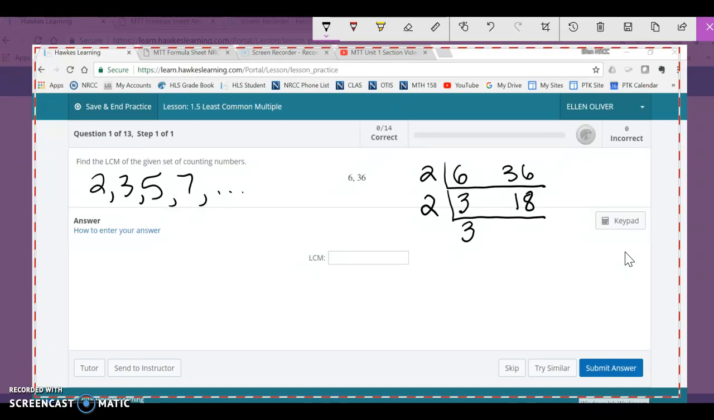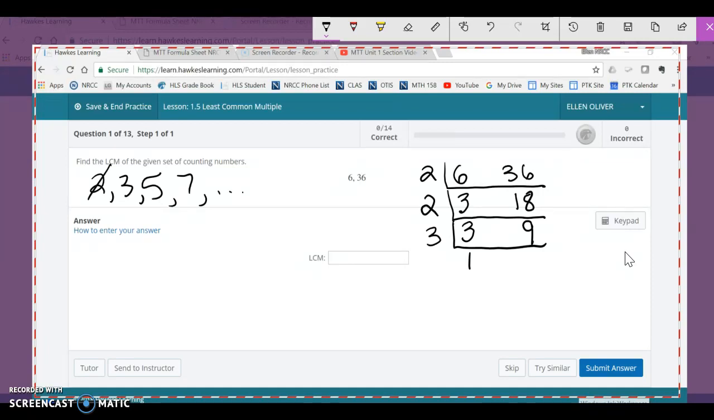2 goes into 18 9 times. And now I can't do 2 again because 2 doesn't go into 3 or 9. So I'm done with 2. I'm going to go to my next number, which is 3. And it does go into either one of those. It happens to go into both of them. I'm going to put it out here.